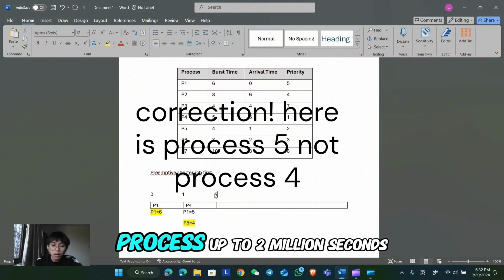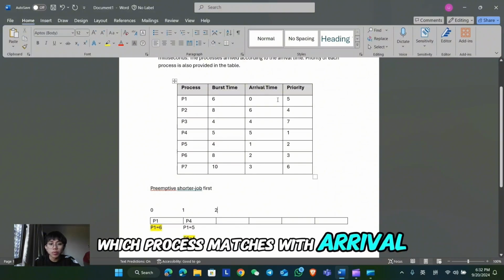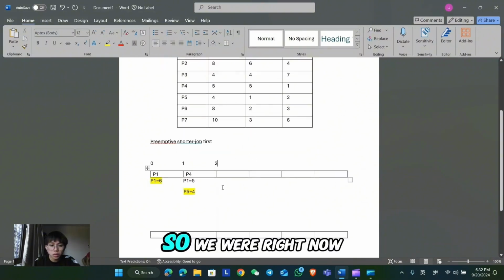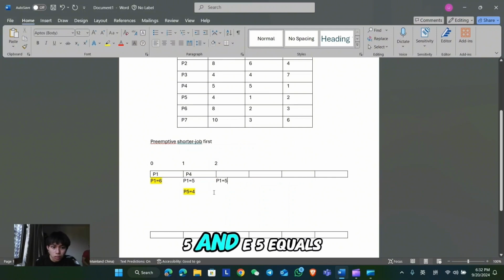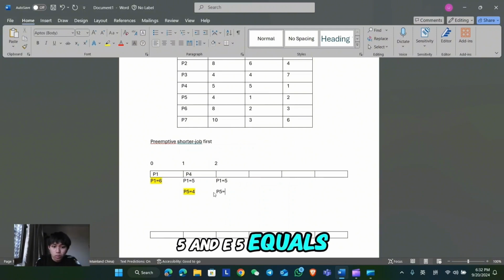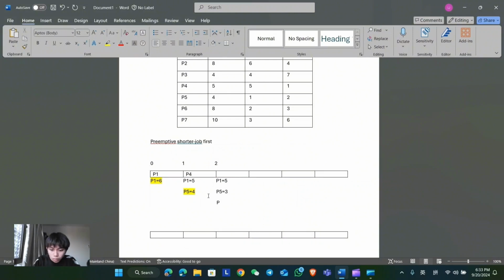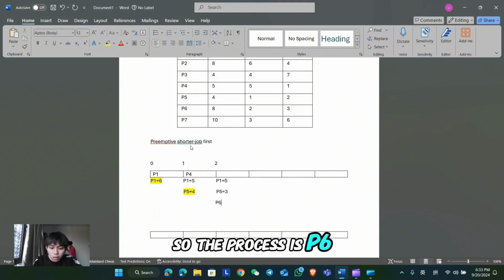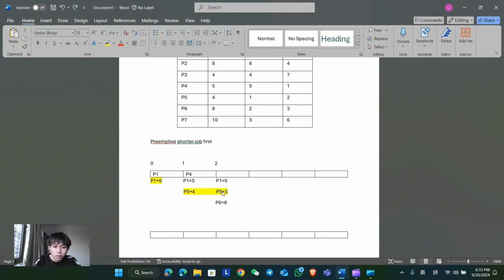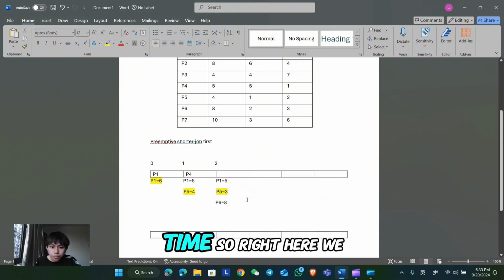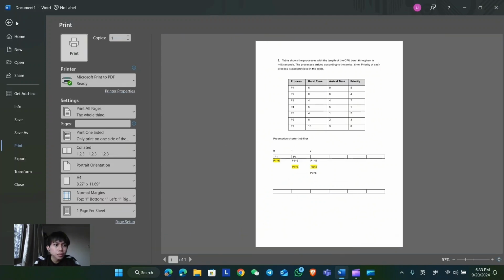Okay, 2 milliseconds. As usual, which process matches with the arrival time 2? Process number 6 right here. So we write down P1 equals 5, and P5 equals 3, because 4 minus 1 is 3. Then we have one more process, P6, which equals 8. As usual, P5 is the shortest, the smallest digit among all of them. So we will write down P5.